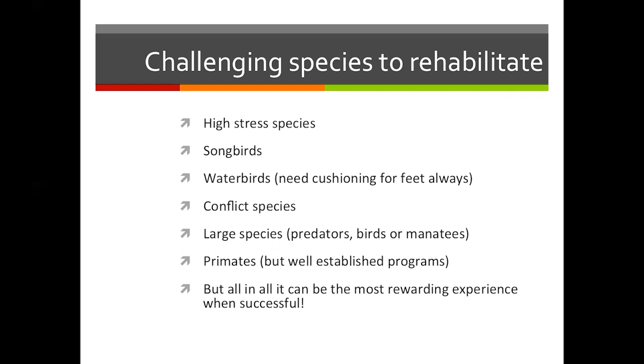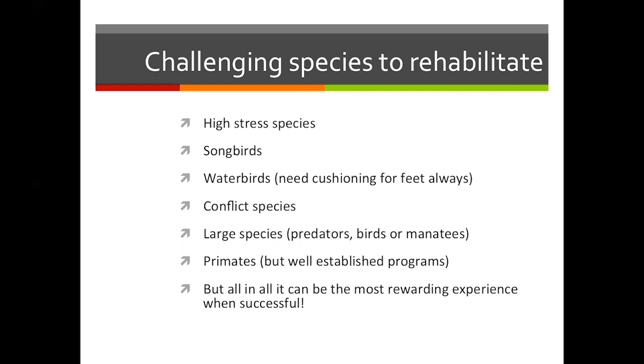Conflict species, because of course you want to avoid them causing further conflict if you release them again. To give just one example, large species can be quite difficult. So predators, large predators, jaguars, pumas, are all an extra challenge on top.